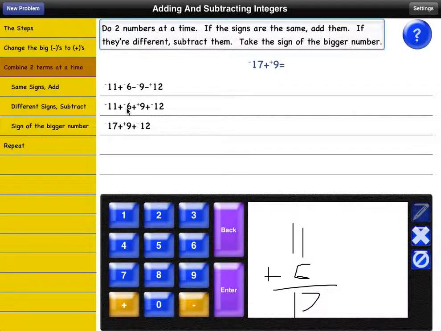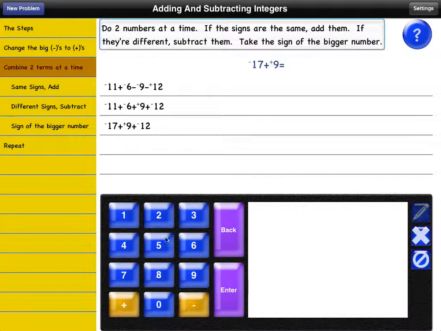And that just updates those first two, and I do it again. I start with the first number and the second number. I get negative 17 and positive 9. If you notice, this time the signs are different. I have negative 17 and positive 9. So the way I'm going to do that is do 17 minus 9. So let's just clear this out. 17 minus 9. You're going to get 8.